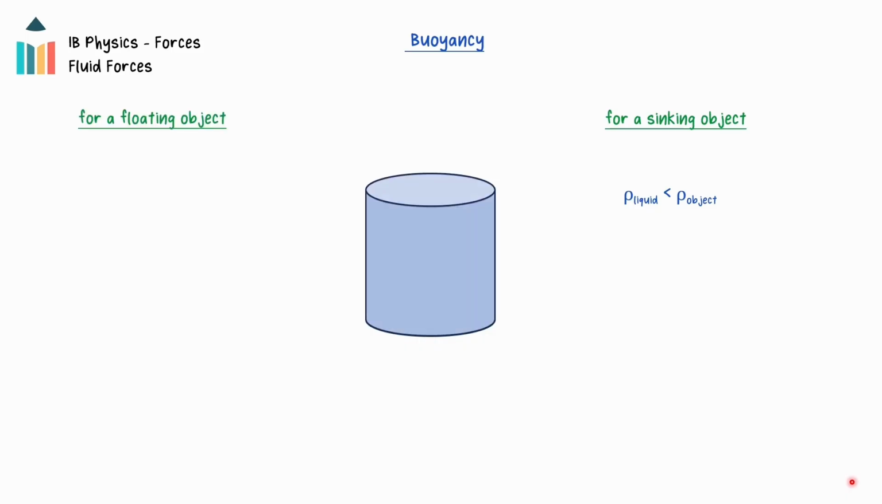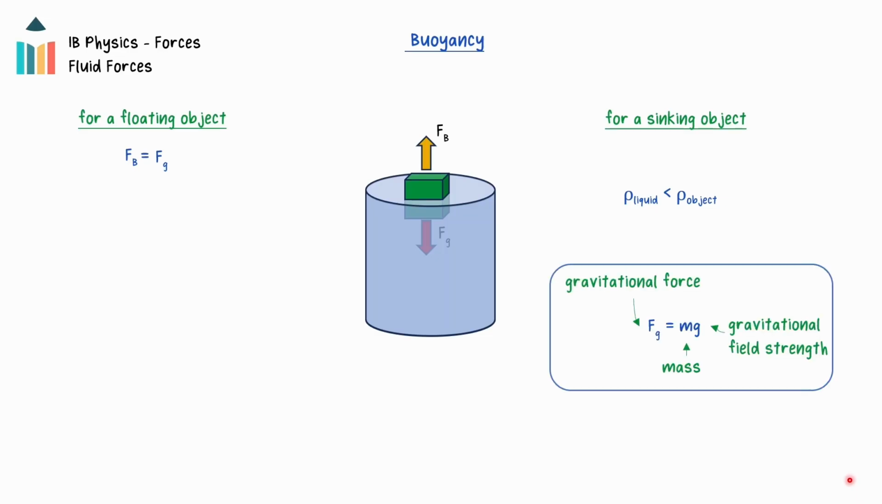Sometimes, though, objects will float on the surface of the fluid. For the object to be in equilibrium, the buoyancy force will equal the force of gravity. The force of gravity remains unchanged and is equal to the object's mass times the gravitational field strength. Since the buoyancy force is equal to the weight of the displaced volume, a floating object will displace only enough volume to balance the force of gravity, so only a portion of the height of the object will be submerged.